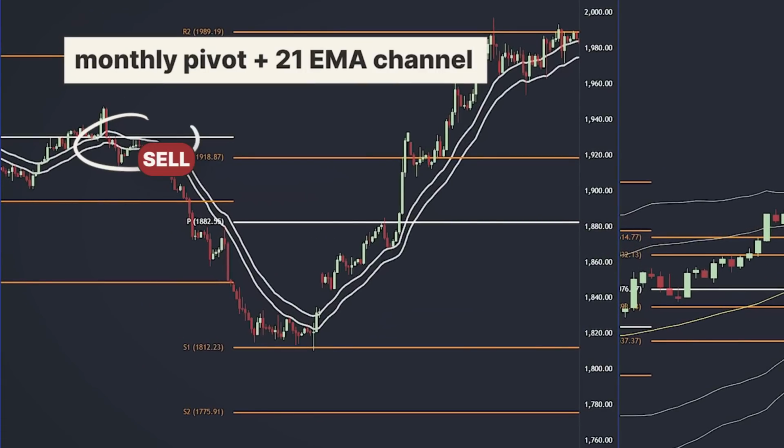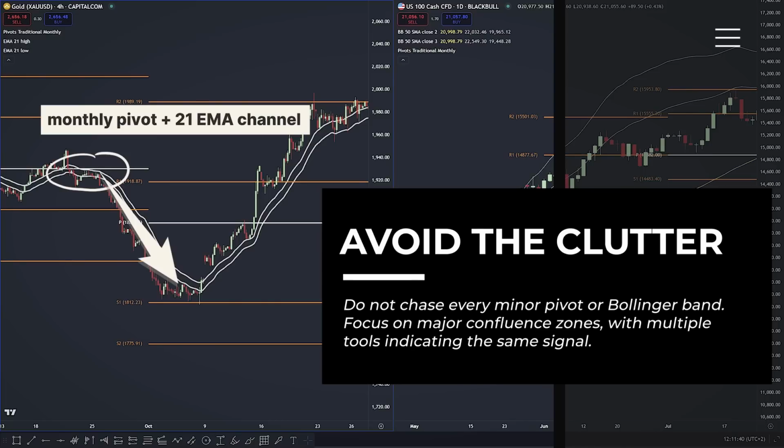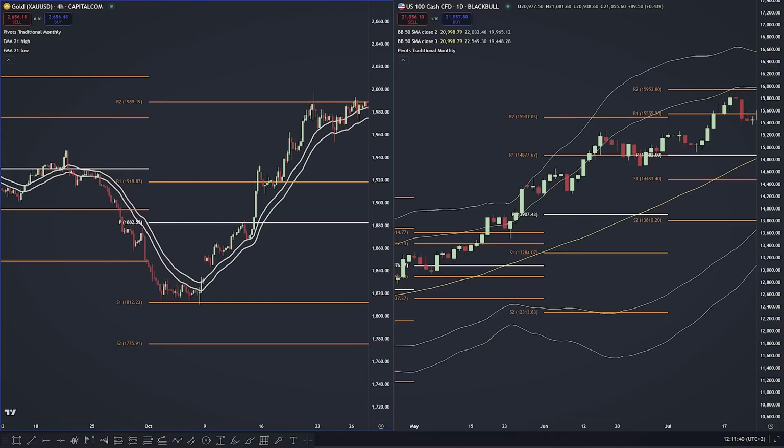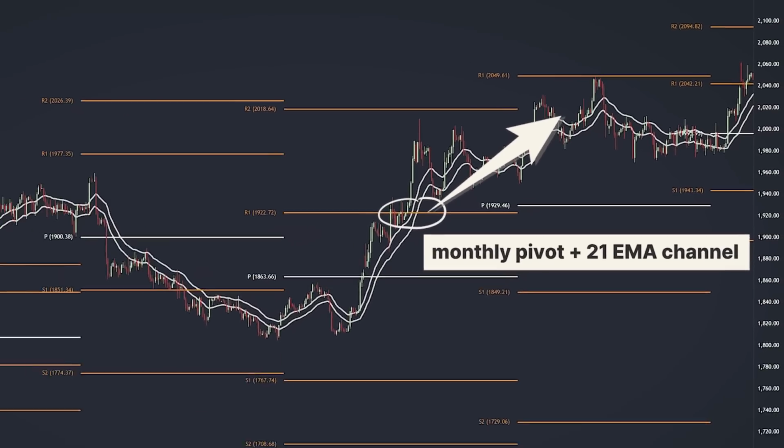Sometimes you see many lines, the pivots, the channel, plus multiple round numbers. That can clutter your chart. You must prioritize. If you're aimed at a bullish trade, focus on major support pivots or lower band, not everything. If it sets up with a clear confluence, like the pivot plus a round number, then that's enough. Do not chase every minor pivot or Bollinger Band, and plan your trades in advance. Wait for price to come to your zone. Then watch for a candlestick pattern that confirms your direction. This patience can help you avoid random trades that do not align with your strategy.